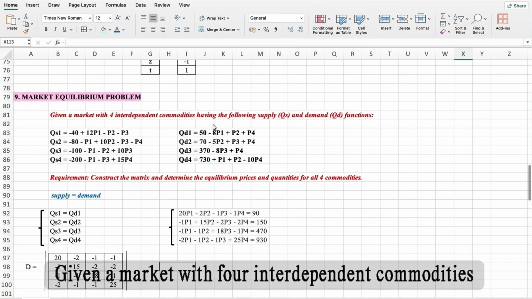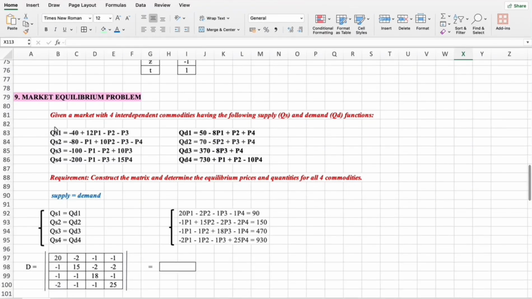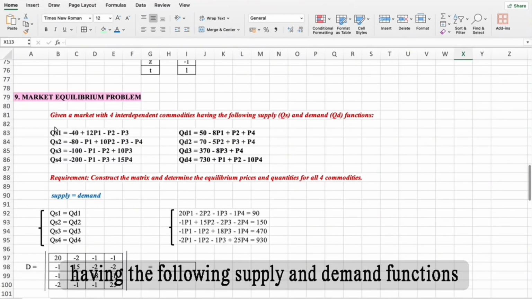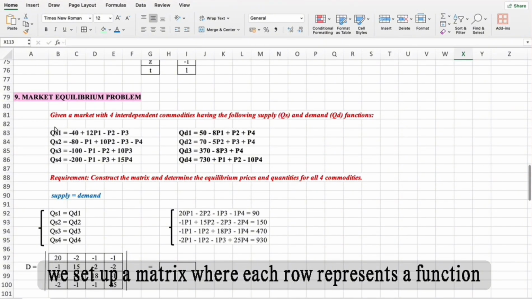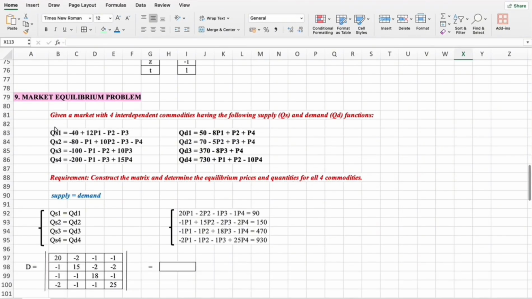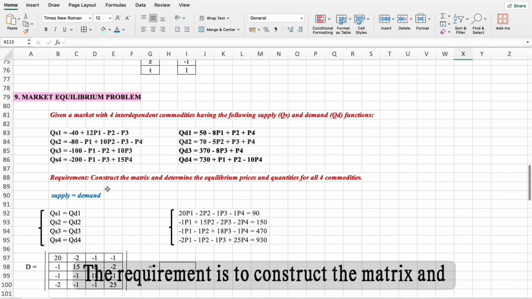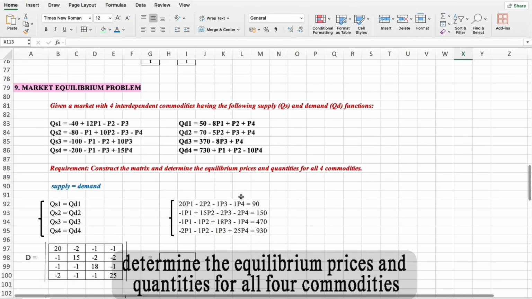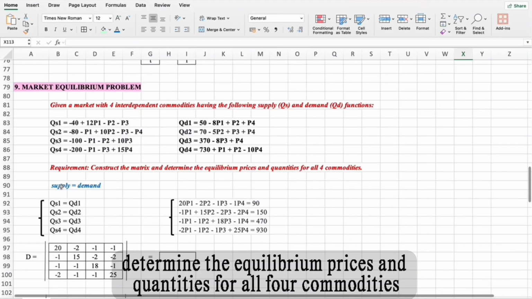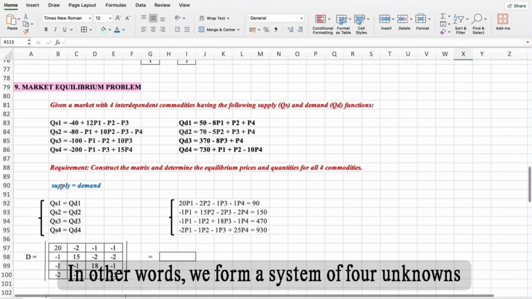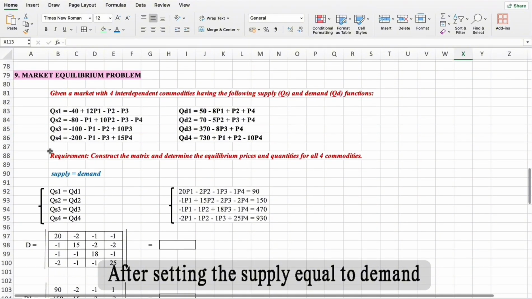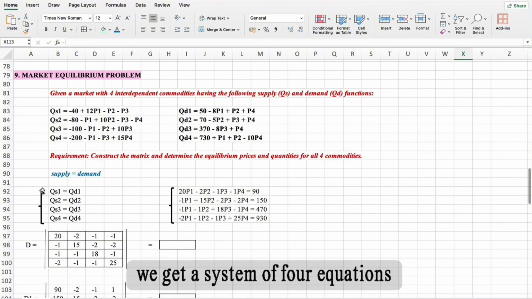Given a market with 4 interdependent commodities having the following supply and demand functions, we set up a matrix where each row represents a function. For example, we have 4 equations: supply 1, demand 1, supply 2, demand 2, and so forth. The requirement is to construct the matrix and determine the equilibrium prices and quantities for all 4 commodities. In other words, we form a system of 4 unknowns. After setting the supply equal to the demand, we get a system of 4 equations.